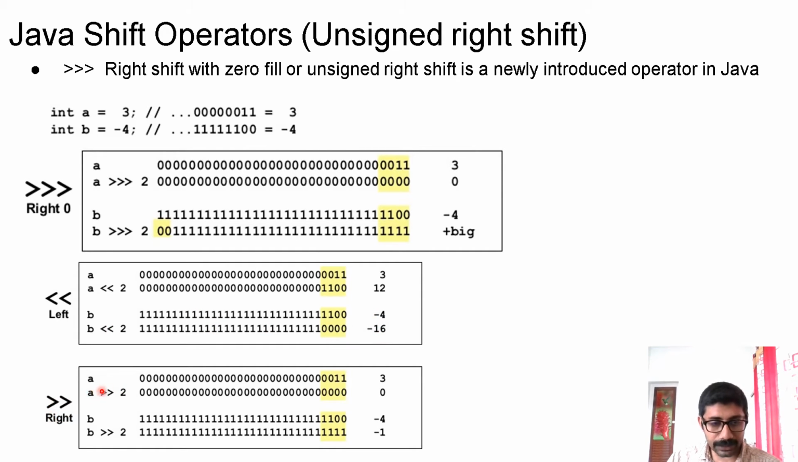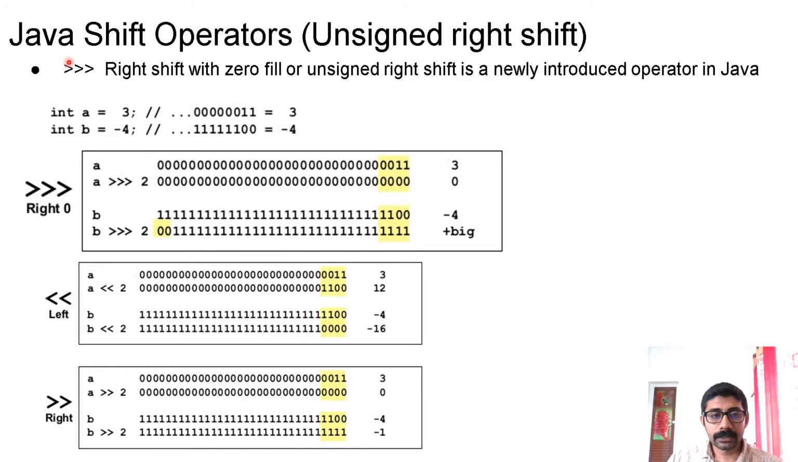And in the case of right shift, you are shifting 3 two times. So these two ones will be shifted out. So you will get complete 0. And you are shifting minus 4, minus 4 two times. Shifted means in the last position the sign bit will be repeating. So you will continue to get the negative value. When you shift the minus 4 two times, you are getting minus 1.